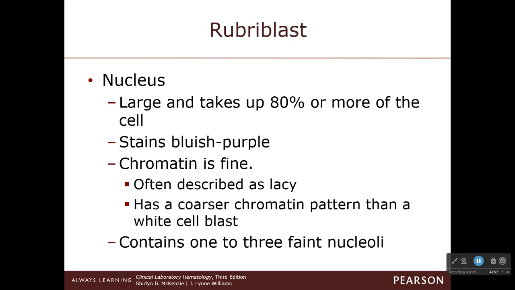Has coarser chromatin patterns than a white cell blast, and we haven't really looked at a myeloblast yet, but I'll show you some of those a little later on. And usually contains 1 to 3 faint nucleoli. Okay, what's a nucleoli? Okay, that's plural. The singular is nucleolus.